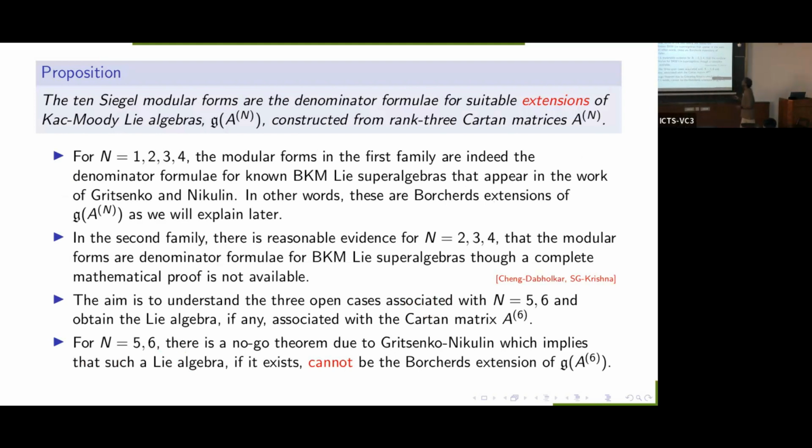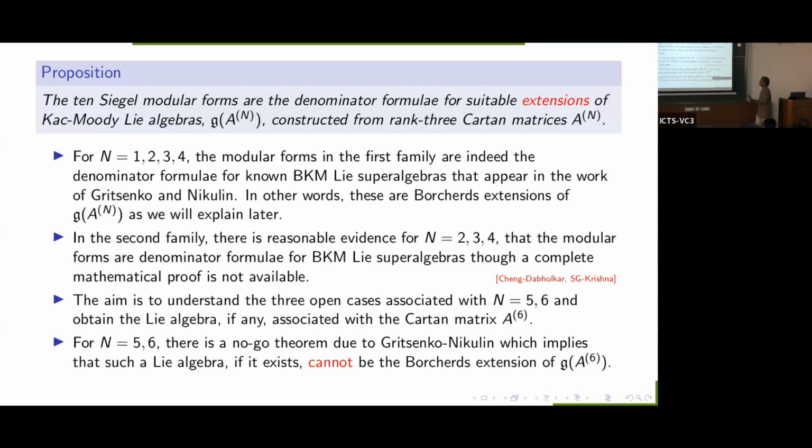What we will see is that we can associate a Cartan matrix to each of these. From that Cartan matrix, we can construct a Kac-Moody algebra. Up to that point, there is nothing great. But there must be some extension such that you get a connection with delta. This is the proposition. For the first family, for n equal to 1, 2, 3, and 4, this is old work of Gritsenko and Nikulin. These are standard examples, and these are known to be Borcherds extensions of GAN.